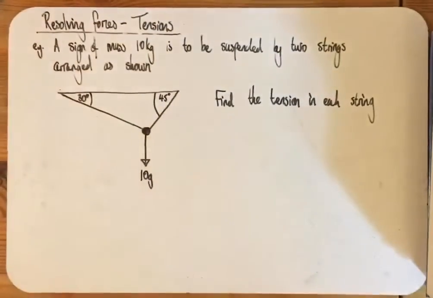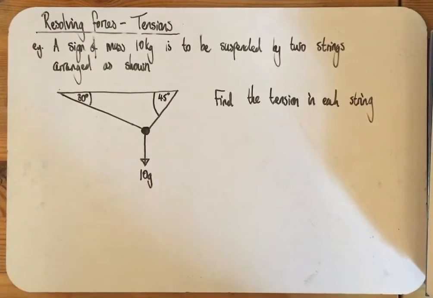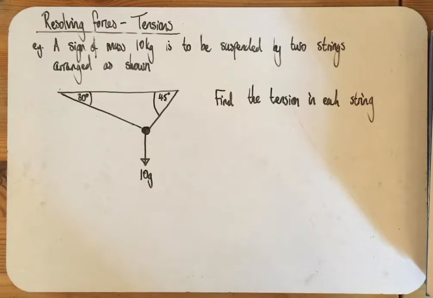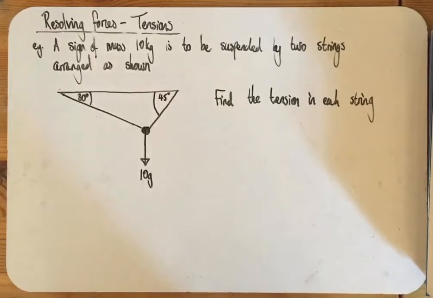Okay, just one example today. So we have a sign of mass 10 kilograms, which is to be suspended by two strings arranged as shown. We're assuming the strings are light and inextensible, and we're modelling the sign as a particle, so you don't have to worry about its centre of mass or anything like that. So that's the sign.